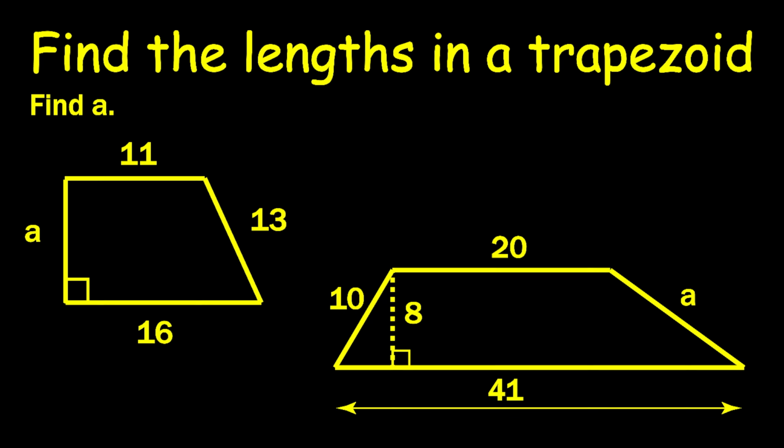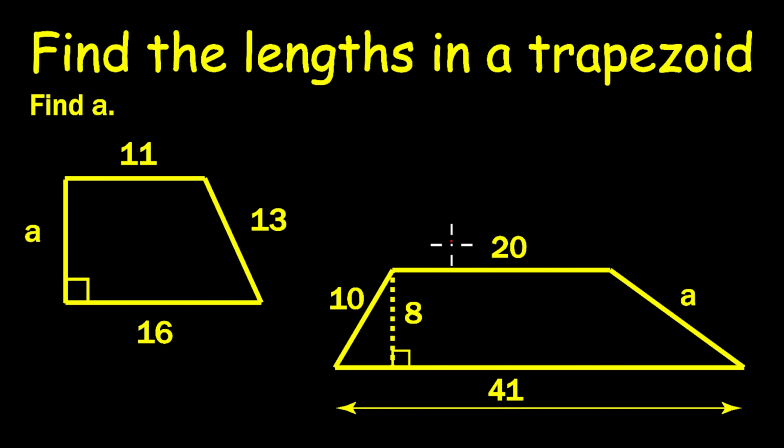In this video, we will be working with trapezoids and finding lengths within the trapezoid. So we will be finding A in the right trapezoid here and the non-right trapezoid here. We are going to be making use of chapters in this video so that we can go over the properties of a trapezoid first. If you don't need it, you can skip to the next section.